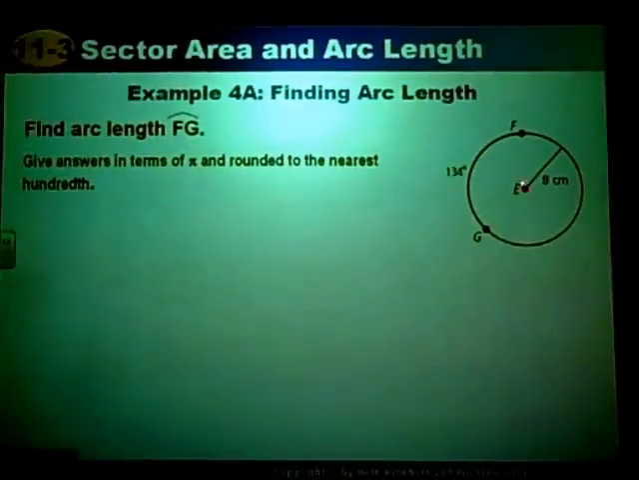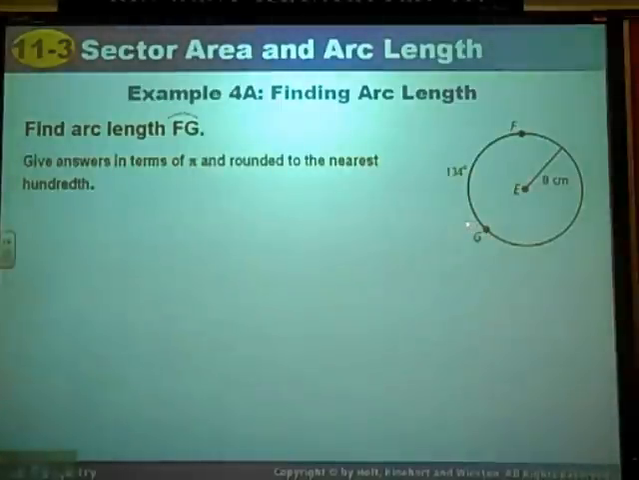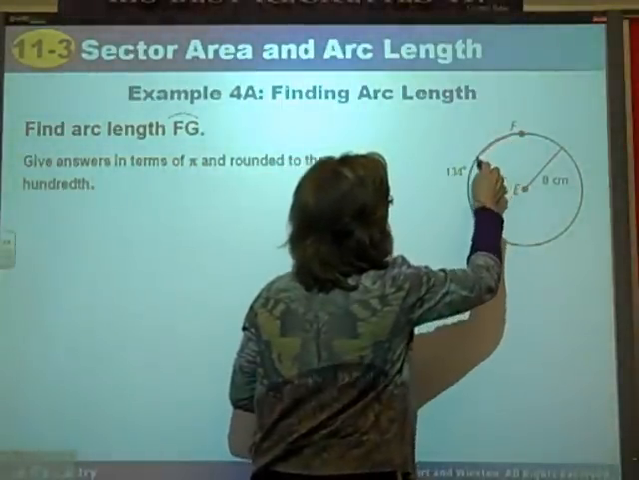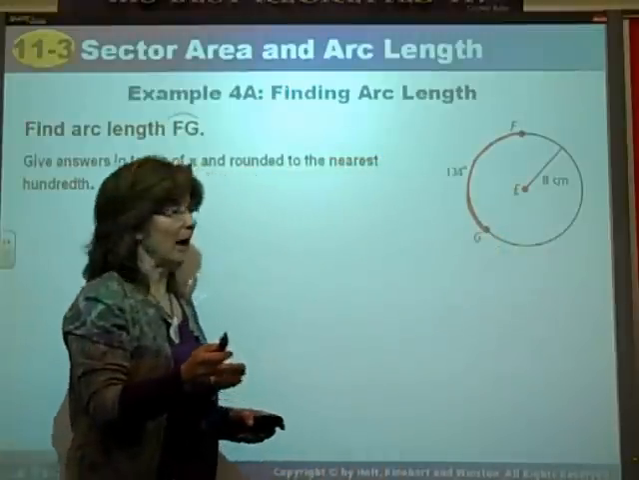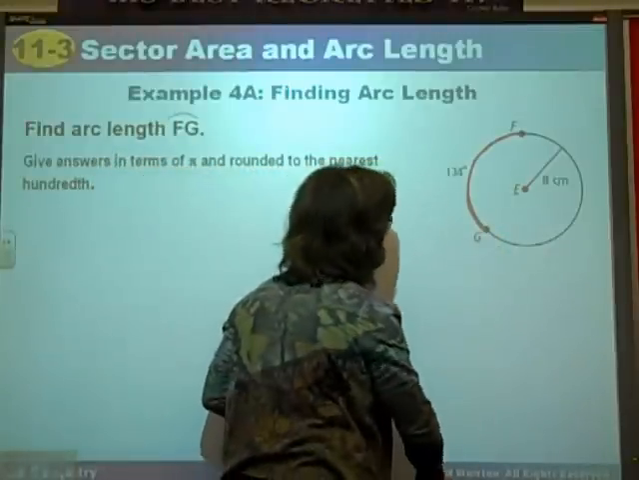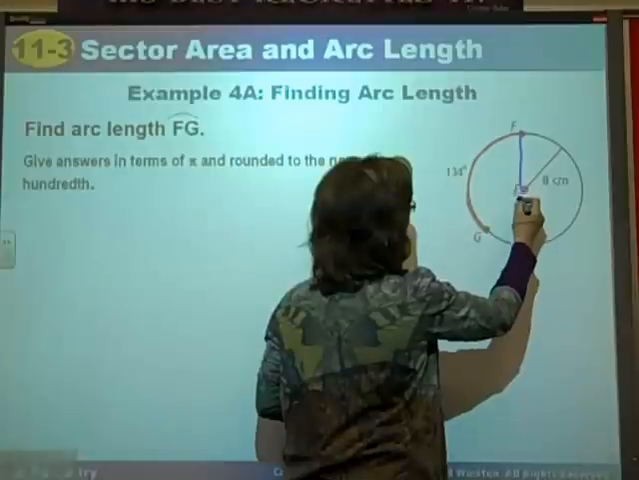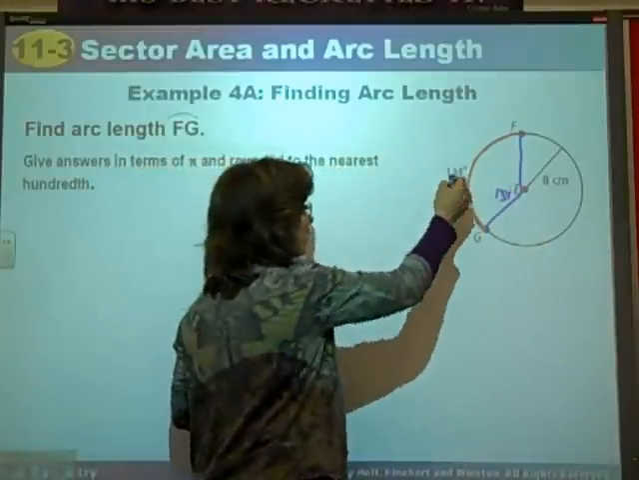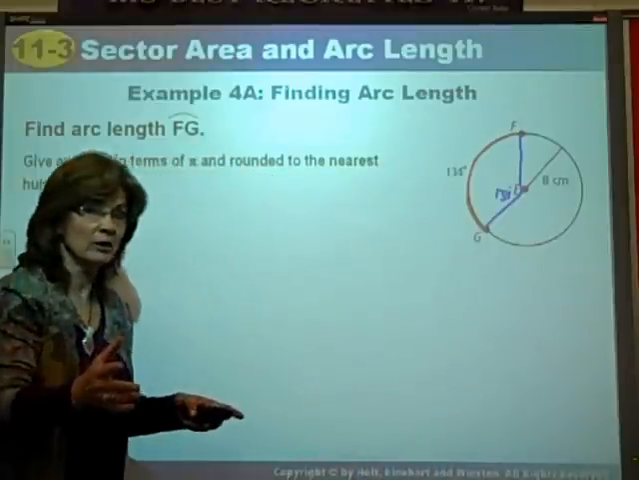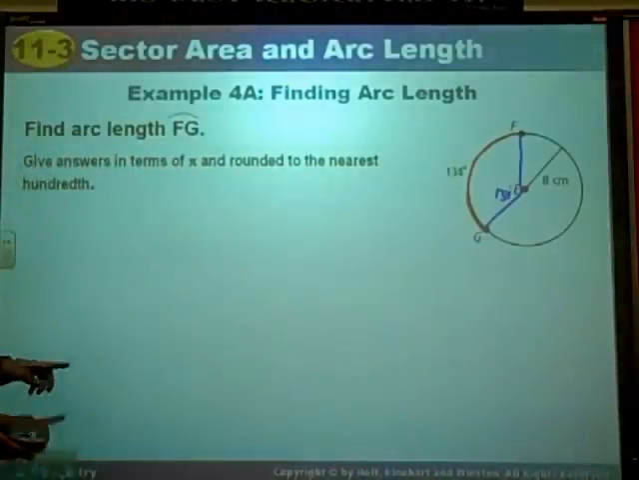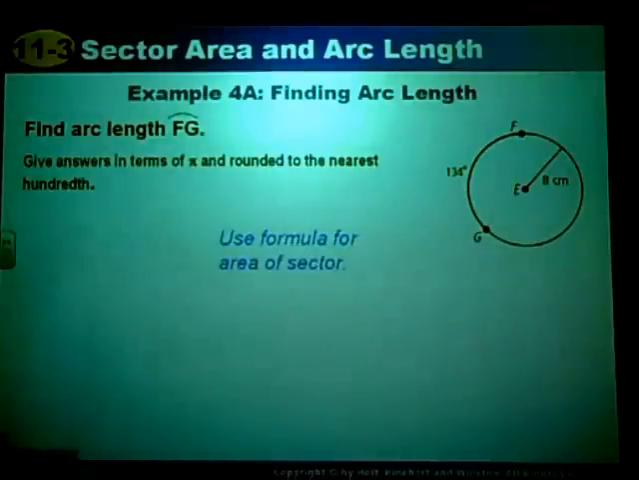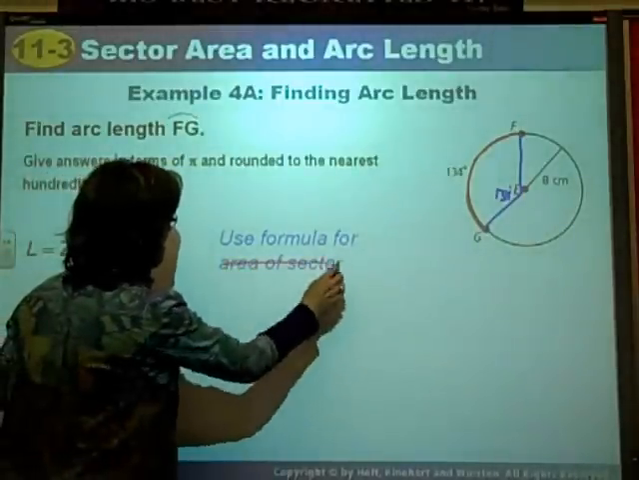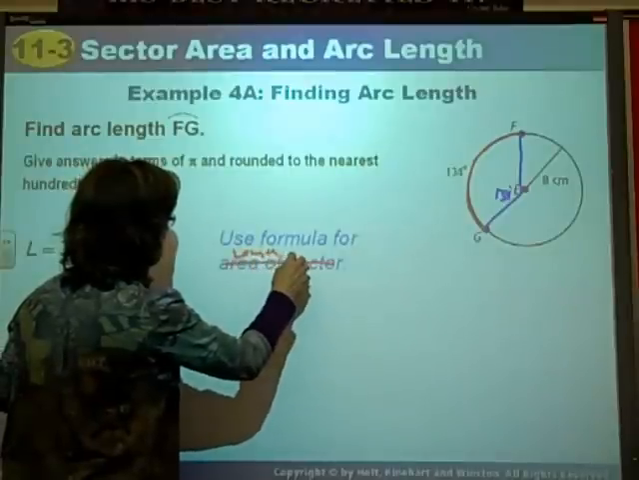So find the arc length of F to G. Well, I'm looking for that length. I know from this that the measure of this central angle is 134 degrees. The measure of this arc is 134 degrees. But I want the length of the arc. So I'm going to start with my formula, not for the area of the sector, for the length of the arc.